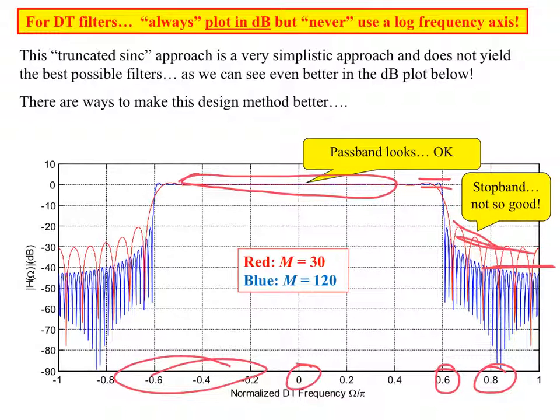But like I said, sometimes these are just what you need, and you just need them quick. You just need a quick filter. You don't really care too much. So this is a good approach to that. And this is the pure truncated sinc. We create a sinc and we truncate it. That's it.